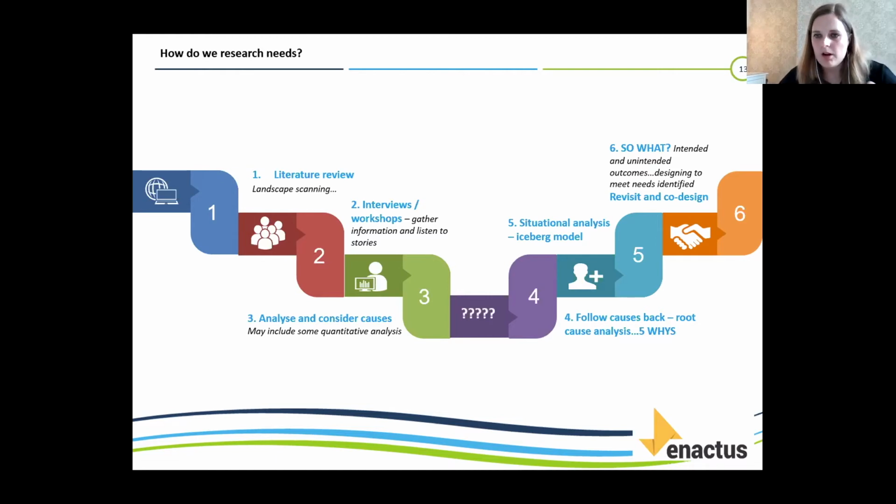Looking back through all of our research, what is the solution that might meet those needs we've identified? And this is where you can co-design. So you can test your solution with different beneficiaries or service providers, and you start to refine your solution. And this is also where you would be thinking about your outcomes, your intended outcomes for your target group, but also your unintended outcomes.